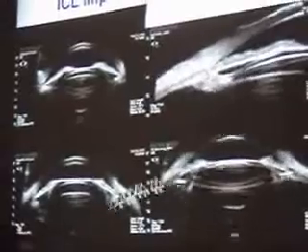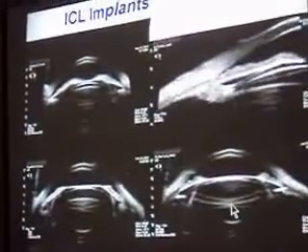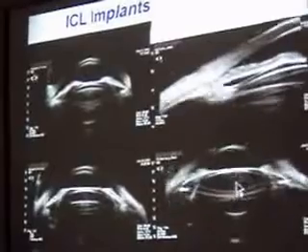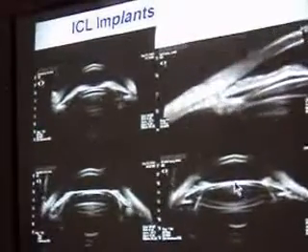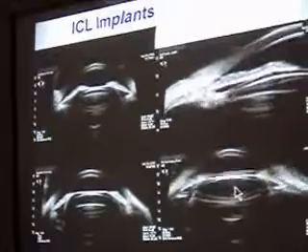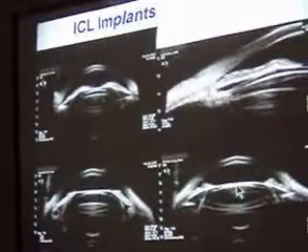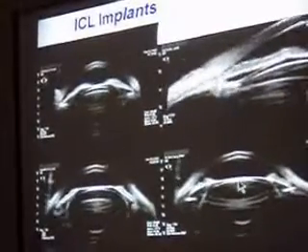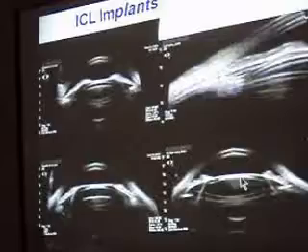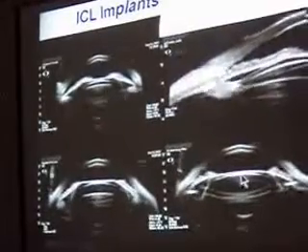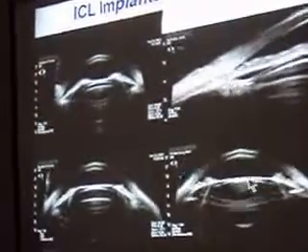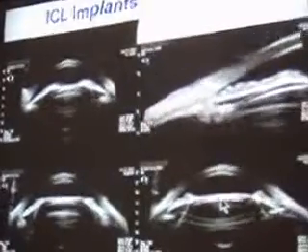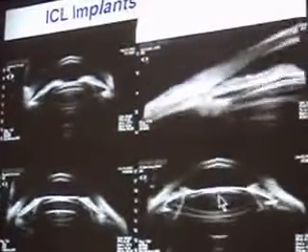Let's go to down on the right, where there is no vault. We cannot see the anterior capsule of the crystalline lens because there is no space. The ICL is fully contacting the anterior capsule of the lens. What does it mean? This patient, sooner or later, more sooner than later, is going to have a cataract. Anterior subcapsular cataract is going to begin, and let's pray to have a long time until this patient needs to receive cataract surgery.